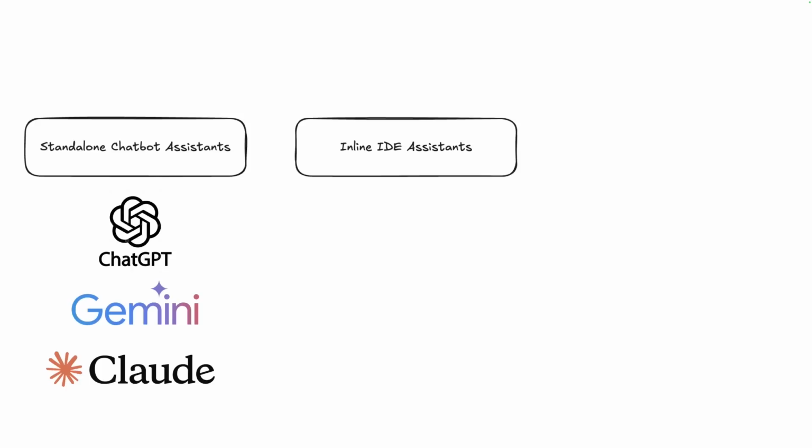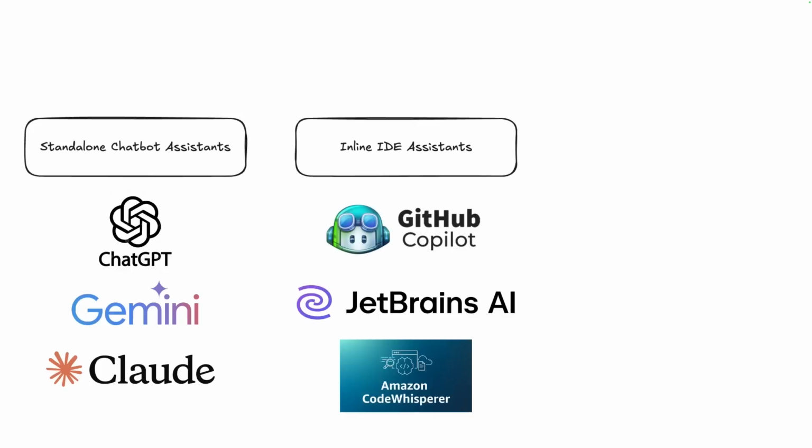Then we came along to these inline IDE assistants, and these work directly in our development environments. They provide real-time code suggestions and completions within your editor, often augmented by an IDE chat or documentation feature. The developer remains in control with the AI acting as a pair programmer embedded in the coding workflow. These are tools like GitHub Copilot, JetBrains AI Assistant, or Amazon CodeWhisperer.